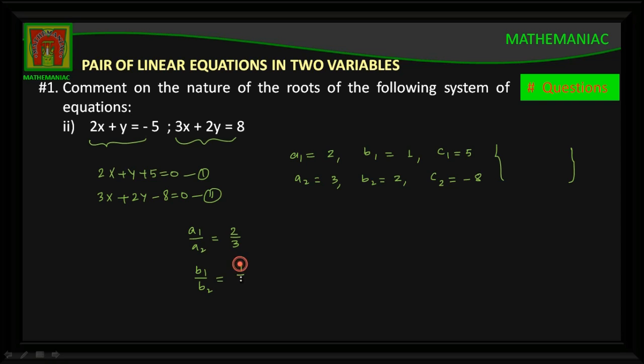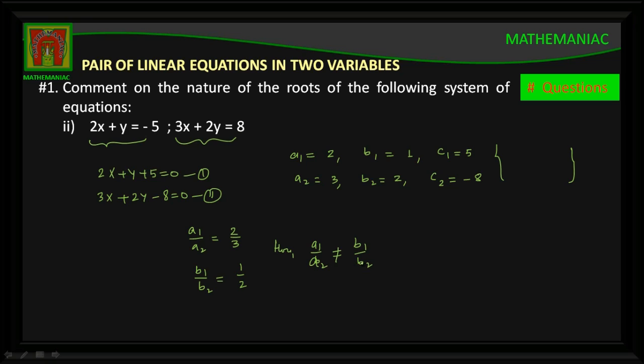And then you calculate the next one. B1 by B2. This is 1 upon 2. Okay, fine. What did you observe here? They're not equal. So you do not calculate the third one. It will be useless. So directly, what will you write? A1 by A2 is not equal to B1 by B2. That's the very first condition, right?